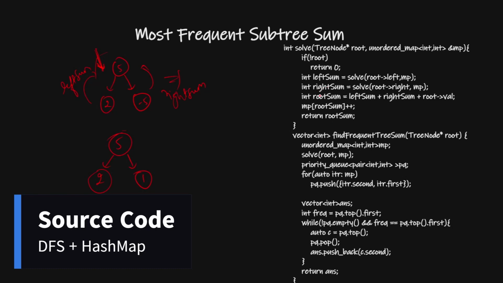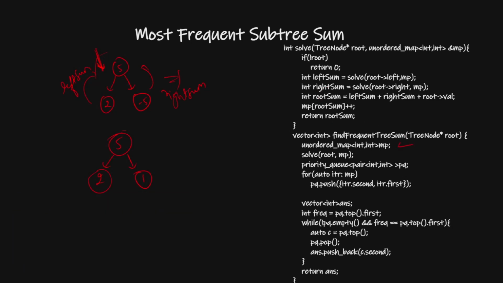First of all, we are using another map to count the subtree sums and store them. How do I do this? Using this solve function, we do a DFS call. This is a simple DFS, where first it finds its left sum and then its right sum. Once it has the left and right sums, it finds the current root sum, and once it has that root sum, it stores it into our map.